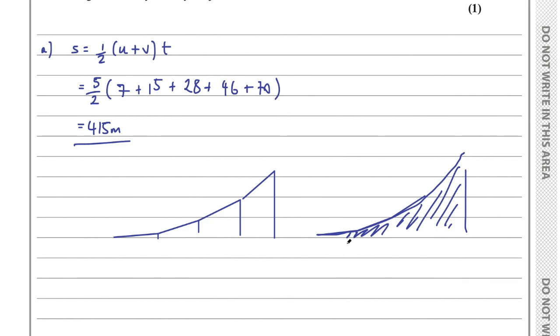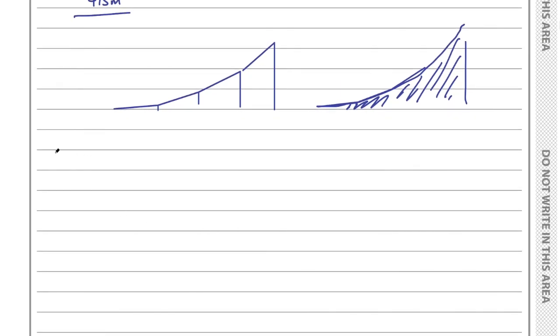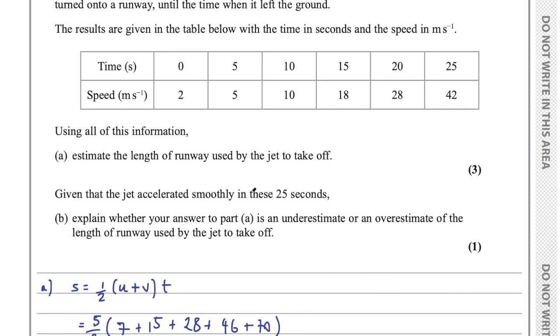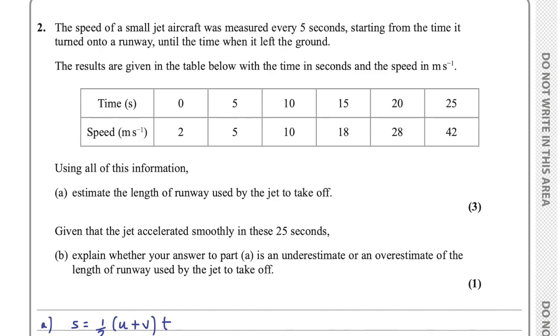Because the curve is convex, that is one way to explain it. So basically the curve is going this way, so the straight lines are going to be above it. So that's going to be an overestimate for part B. So my final answer: an overestimate as the curve is convex and the top of the trapezia lie above the curve. Okay, that was question 2 for 4 marks.